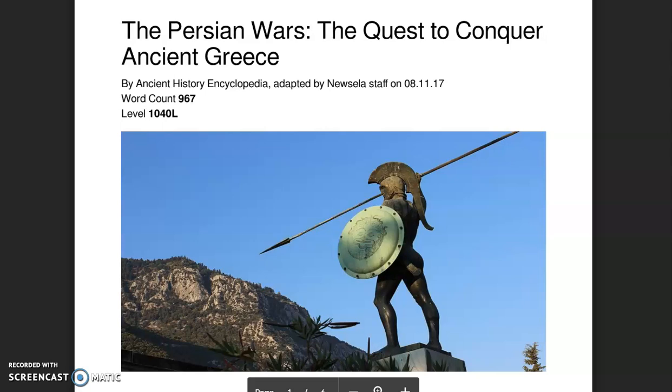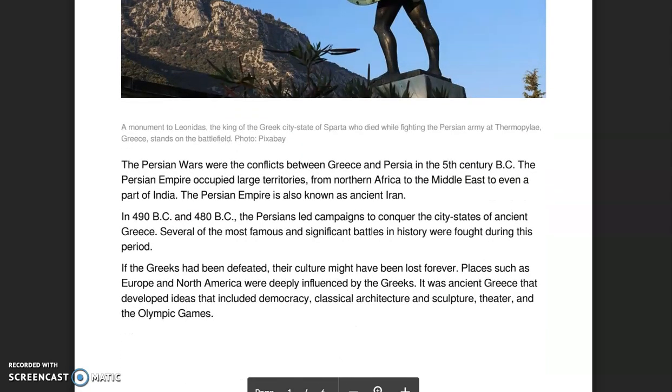Persian Wars, the quest to conquer ancient Greece. The Persian Wars were the conflicts between Greece and Persia in the 5th century BC. The Persian Empire occupied large territories from northern Africa to the Middle East to even a part of India. The Persian Empire is also known as ancient Iran.